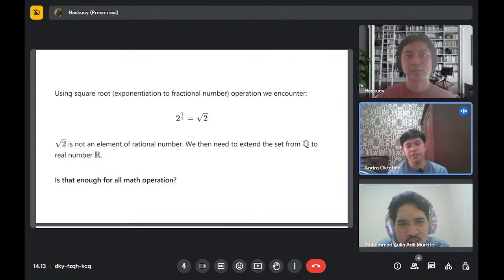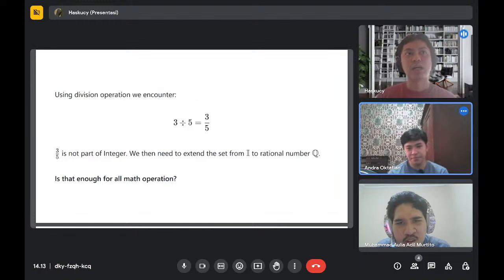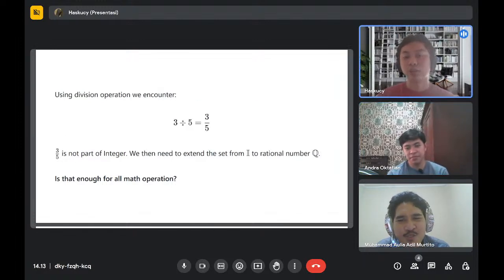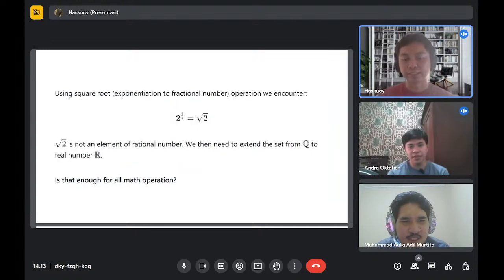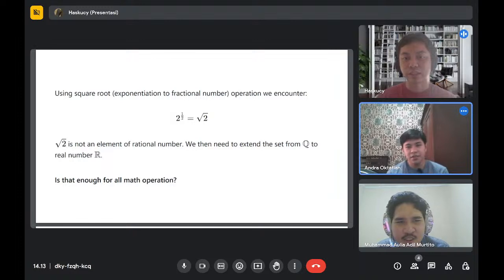What is the difference between integers and real numbers? For example, pi, 3.14. You cannot create a fraction from pi, right, Andra? Like 22 divided by 7 is just an approximation of pi.